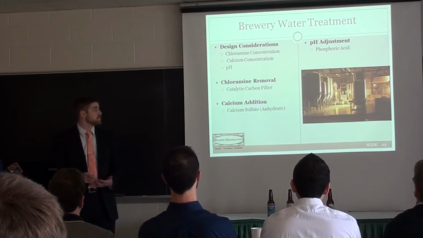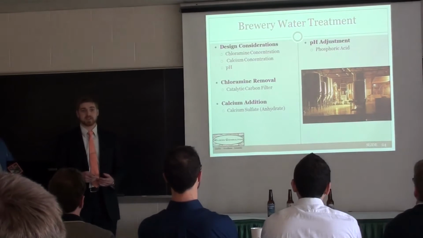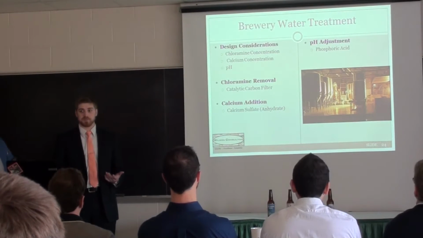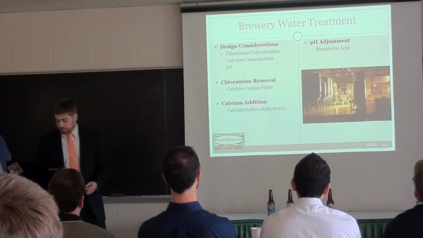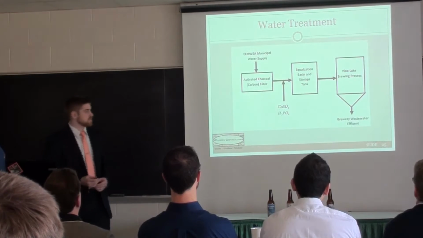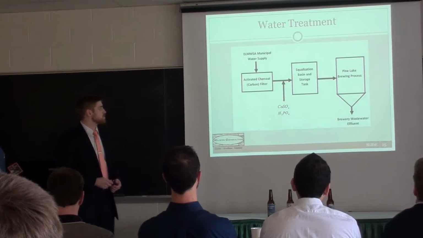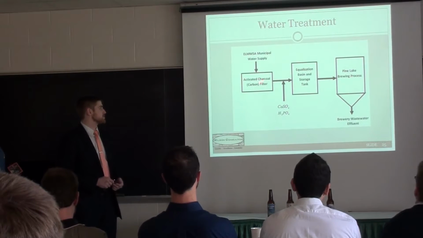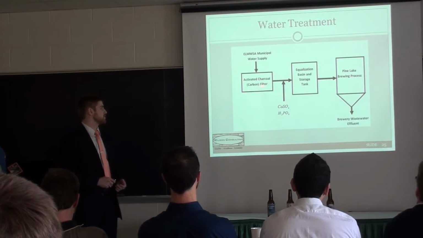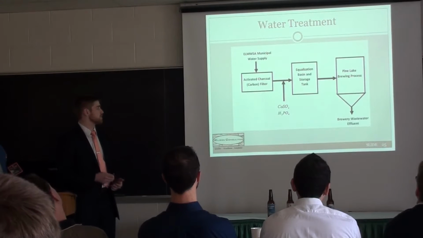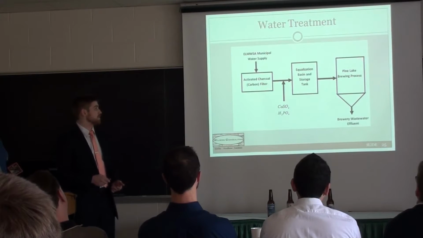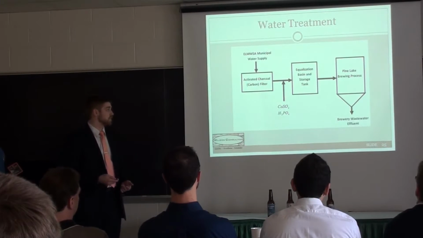Finally, for the pH adjustment, we decided to go with phosphoric acid because that is pretty much the most commonly used form of pH adjustment in most brewing processes. This is just a brief summary flow chart of the operation. You see the water goes through the catalytic carbon filter. Chemicals are added via dosing pump into the utilization storage basin, where they then move on to the brewing company.